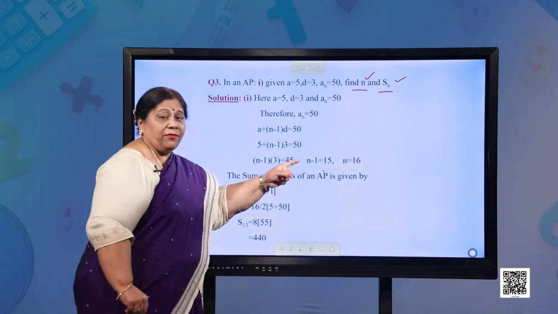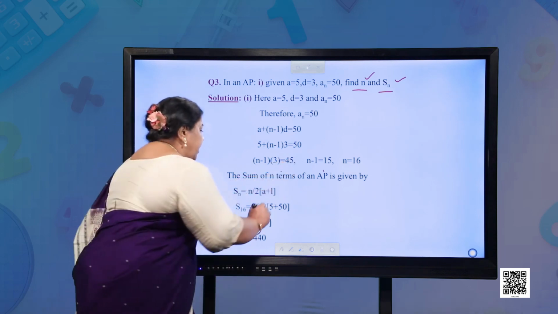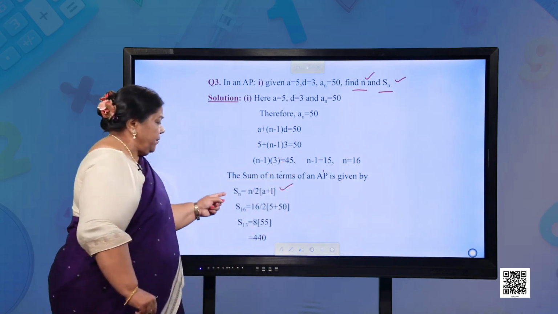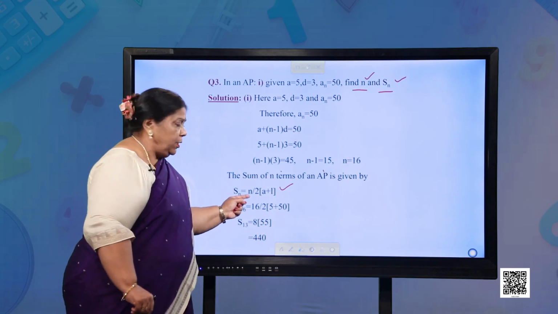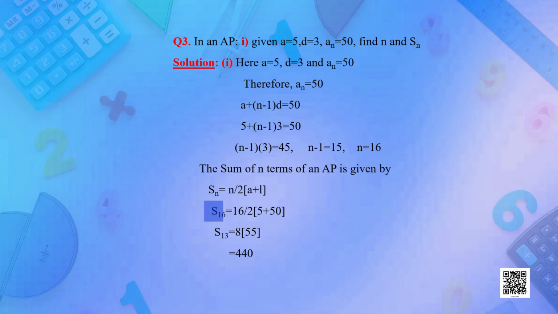After calculating the value of n as 16, we can use again the sum to n terms formula. Sn is equal to n upon 2 into A plus L, that is equal to 16 upon 2 into 5 plus 50. So, we get 8 into 55, that is obviously equal to 440. Is it clear? Okay. Let us see the next one.